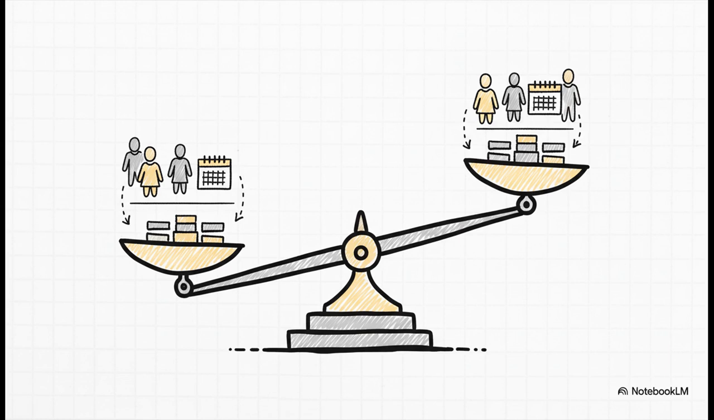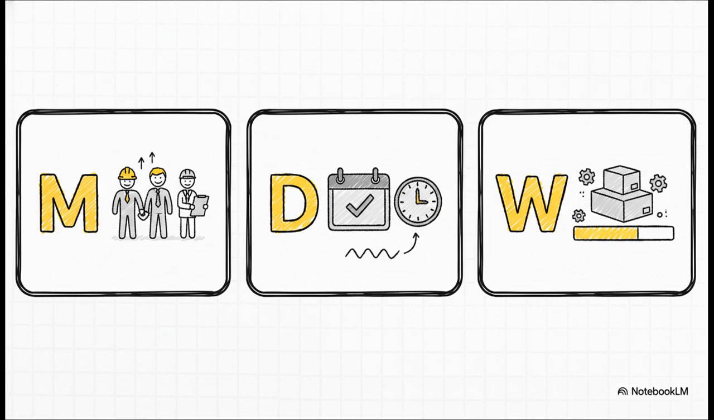What it says is that for any given job, the number of people, or men, times the days they work, divided by the work they complete, is always a constant. This is super powerful because it lets you set two different scenarios equal to each other to solve for any missing piece. Let's quickly break down the variables.